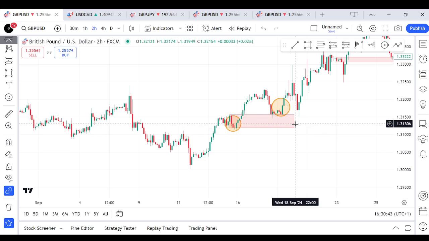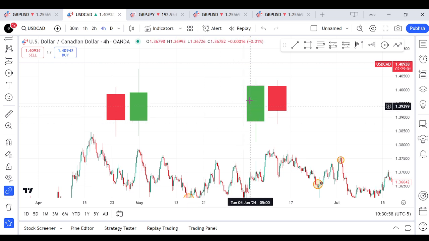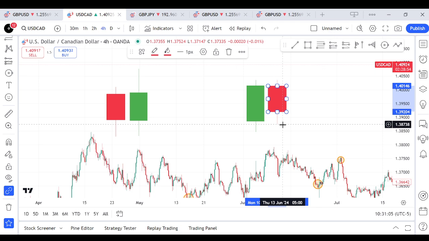The next pattern in my list is the tweezer pattern. So we're going to talk about the tweezer patterns. So tweezer tops, they form when two consecutive candles have nearly identical highs, and the first candle is typically bullish, as you can see right here. This is for tweezer tops, and the first candle is typically bullish while the second candle is bearish, and this pattern suggests that buyers failed to push price higher, indicating a potential reversal.